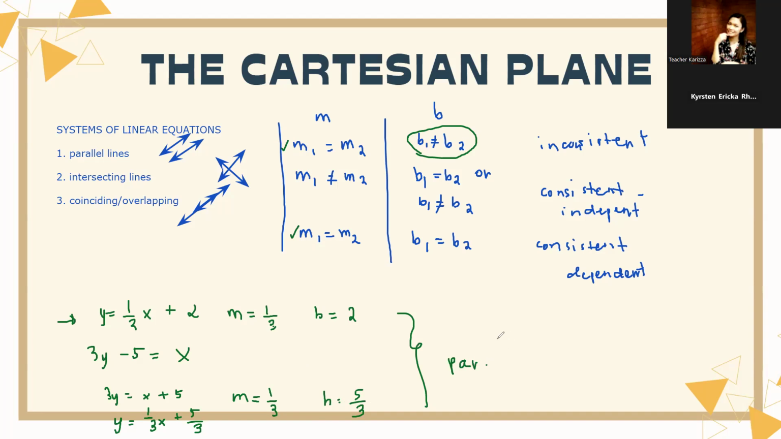Nasundan, or should we do another example? Nasundan. So again, if naka-general form siya, you can just use m is equal to negative a over b, where you have, yung ginawa ko kanina, negative x plus 3y minus 5 is equal to 0. This is your a, this is your b, and this is your c.